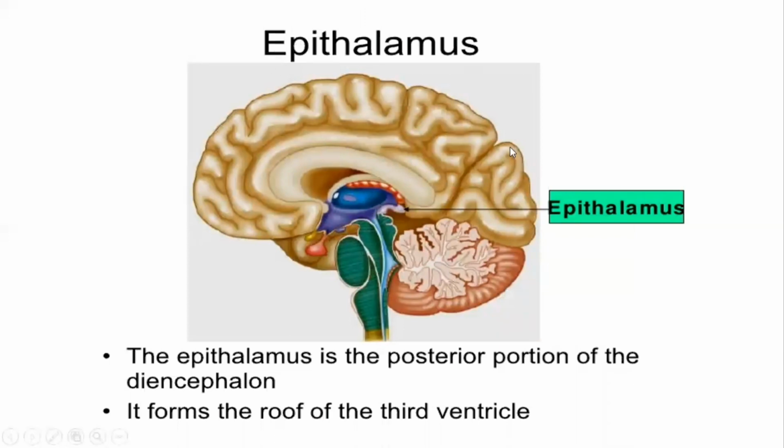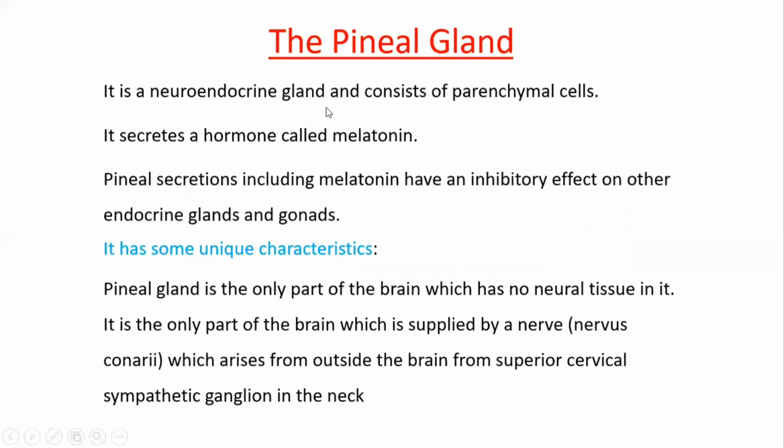So the next structure of the diencephalon is the epithalamus. The epithalamus is located behind and above the thalamus, majorly on the posterior surface. And it's composed of two major structures: the pineal gland or the pineal body, and the habenula. The pineal gland is a neuroendocrine gland and consists of parenchymal cells. It secretes a hormone called melatonin.